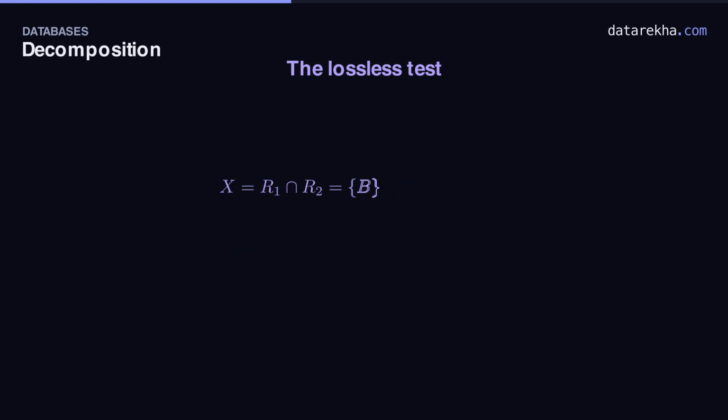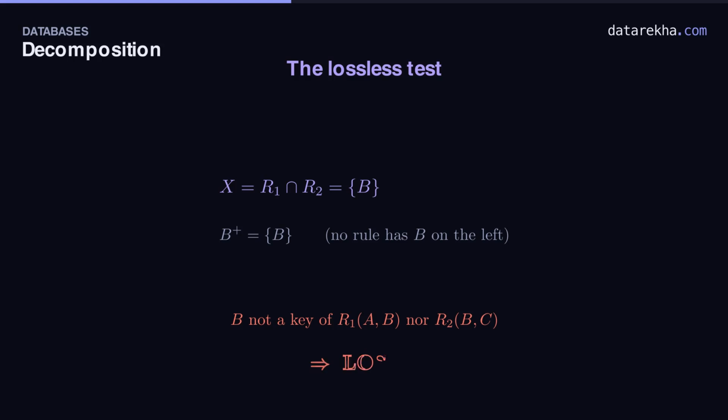Let's run it on the broken split from a moment ago. R1 was A and B, R2 was B and C. So the shared column X is just B. Now with the only rule A gives B, what does B determine? Nothing new. No rule has B on its left. So B is a key of neither piece. B alone determines only B, not all of A and B, and not all of B and C. The test says lossy, before we ever joined a thing. The phantom rows we saw were guaranteed.